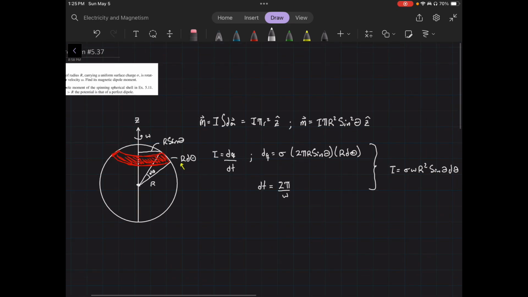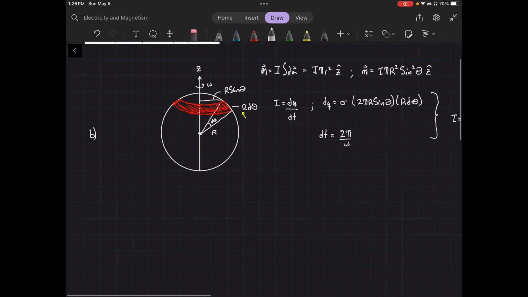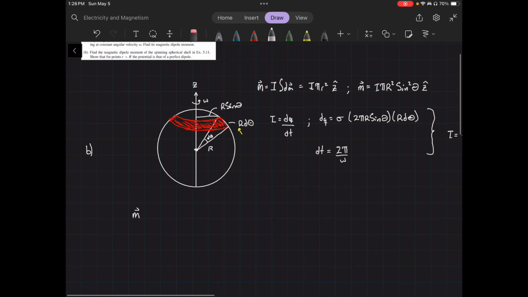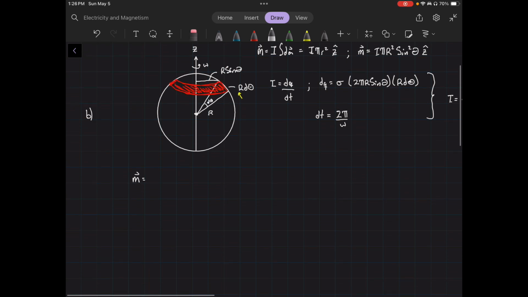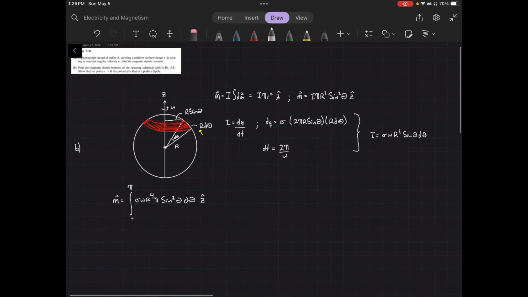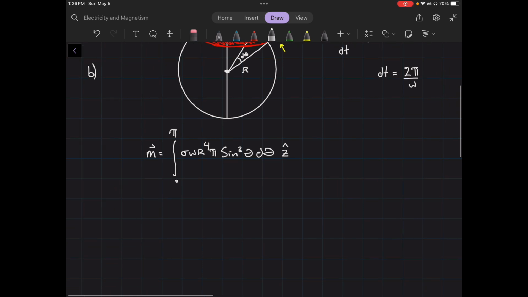Perfect. So now with those two pieces, we can integrate over theta, and we can rewrite our magnetic dipole moment equation as m is equal to the integral from 0 to pi of sigma omega r to the 4th pi times sine cubed theta d theta. And this is still in the z hat direction. Let me make sure, yep, that's still in the z hat direction.